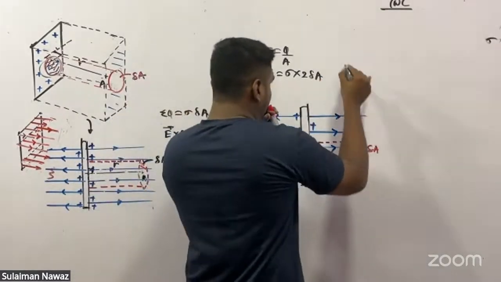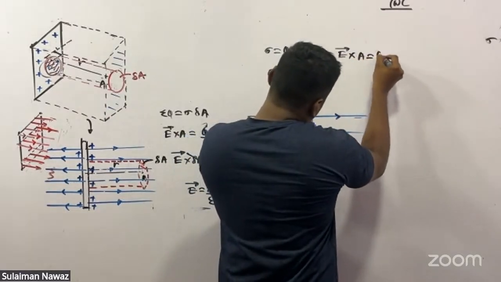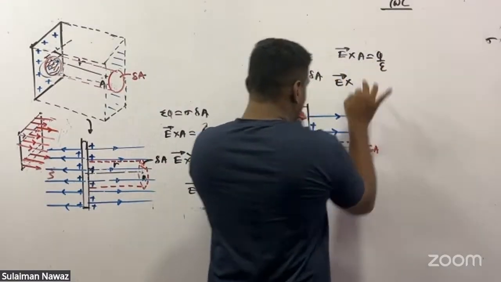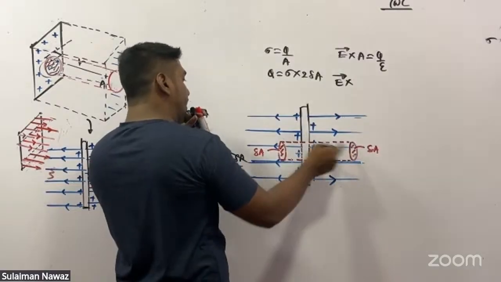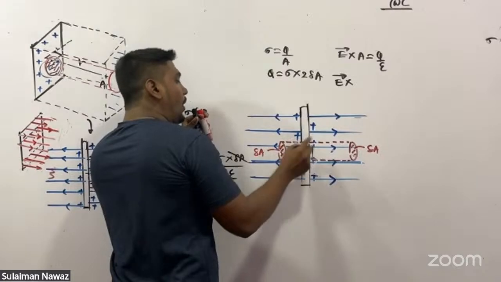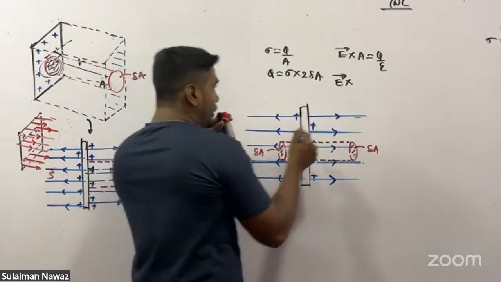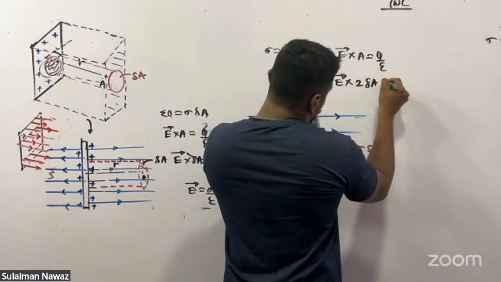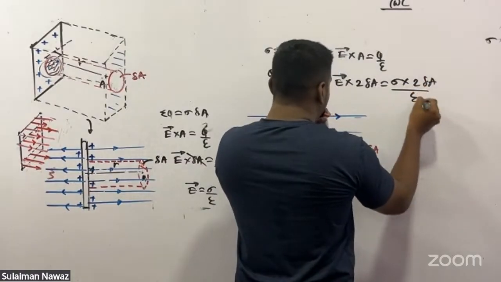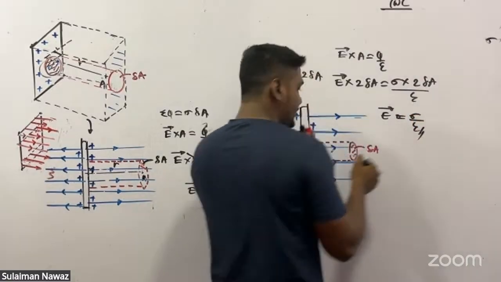Then you can write the equation: intensity into area must be equal to charge over epsilon. These electric field lines are propagating through both the areas. The total area through which electric field lines propagate is delta A plus delta A, 2 delta A, and this must equal the total charge, sigma into 2 delta A, over epsilon. Again, you end up with intensity equals sigma over epsilon only. Same story.